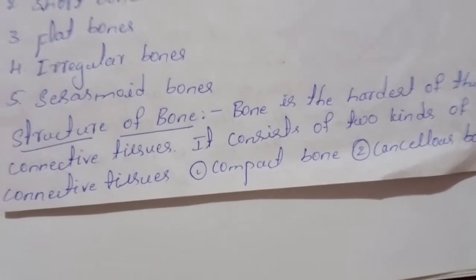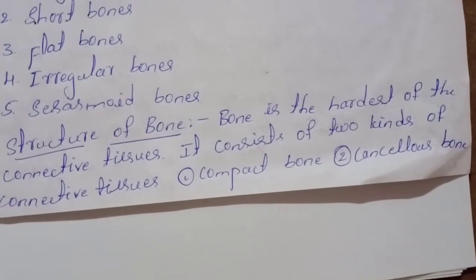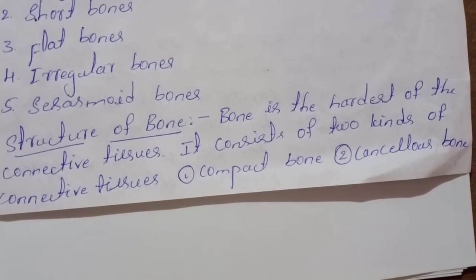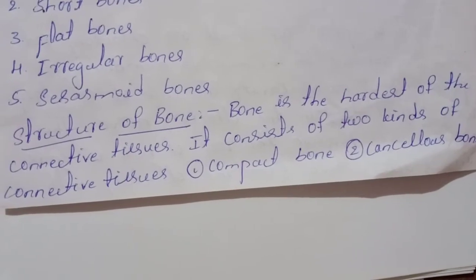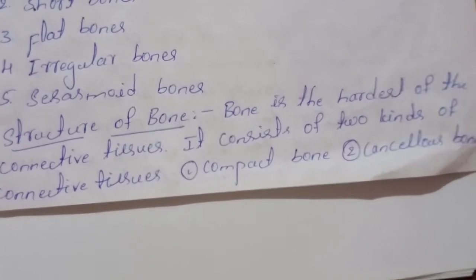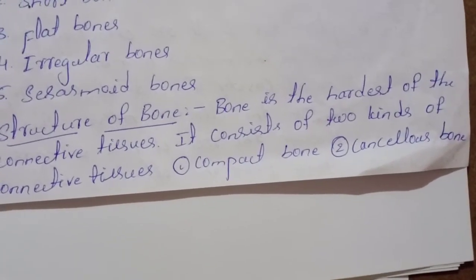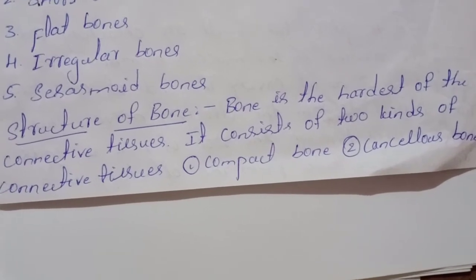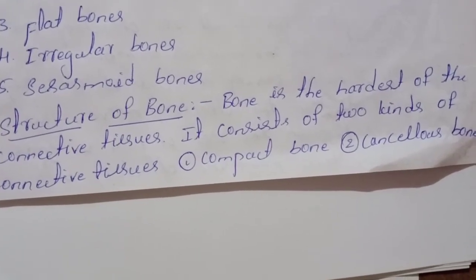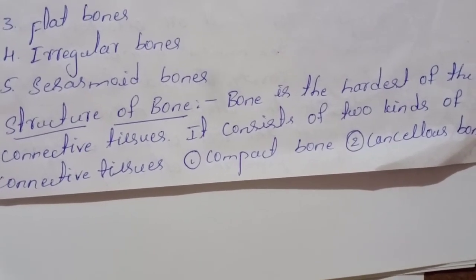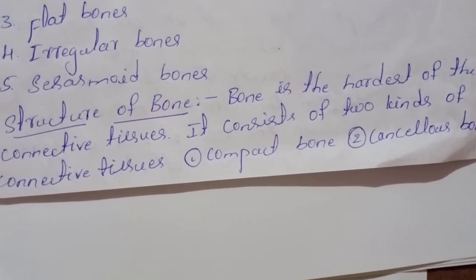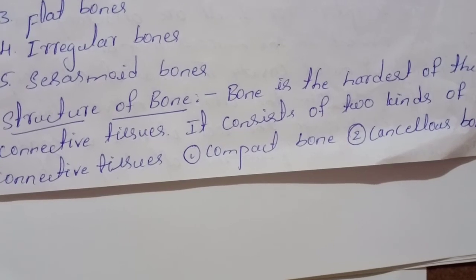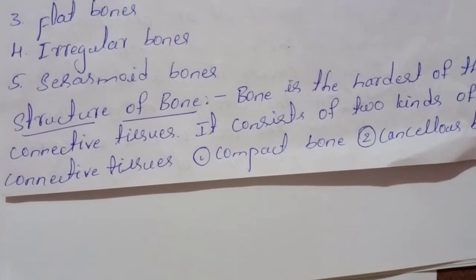And next, structure of bones. Bone is the hardest of the connective tissues. It consists of two kinds of tissue: compact bone and cancellous bone. Compact bone is hard and dense. It is found in flat bones, in the shafts of long bones, and as a thin covering of all bones.